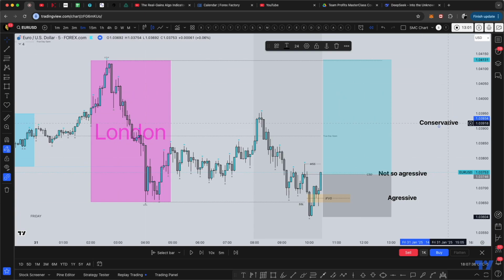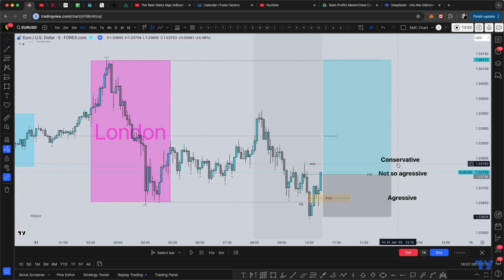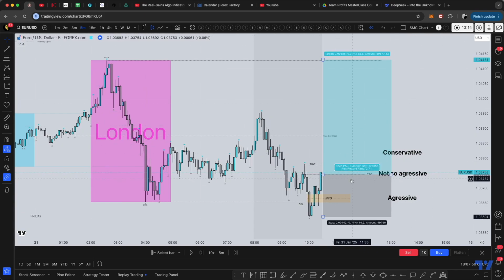How does conservative spell? Correct me if I'm wrong. Sorry for my English. I don't know if it's with S or with C. Anyways, let me know if that's wrong. Conservative, I think it's with S.